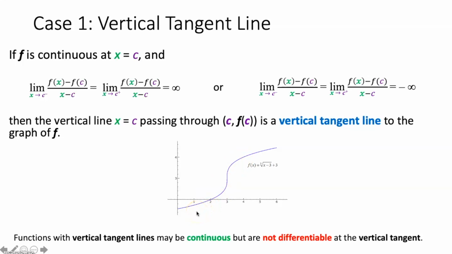Because the slopes of the function from either side of x is equal to 3 approach infinity, we know that there must be a vertical tangent line at x is equal to 3. Therefore, the function is not differentiable at x is equal to 3. Note that functions with vertical tangent lines may be continuous, but not differentiable at the vertical tangent. So this function, you can see, is continuous throughout this given interval right here, but at x is equal to 3, even though it's continuous, it's not differentiable because we can't have a derivative of our function be infinity. Therefore, the function has a vertical tangent and it's not differentiable at x is equal to 3.